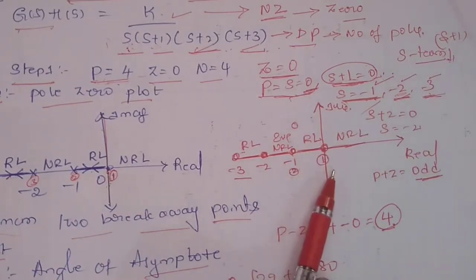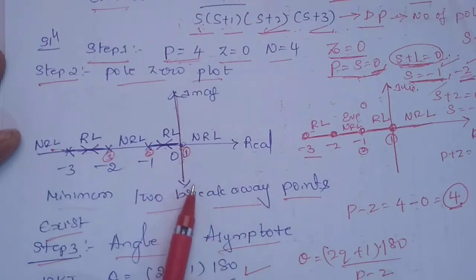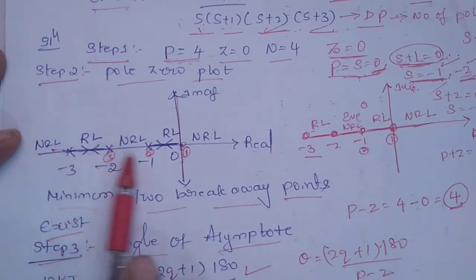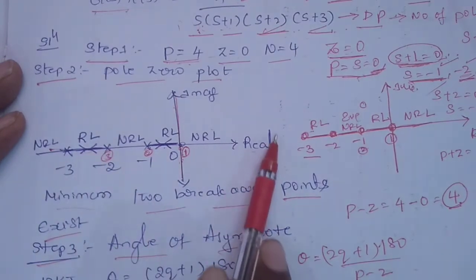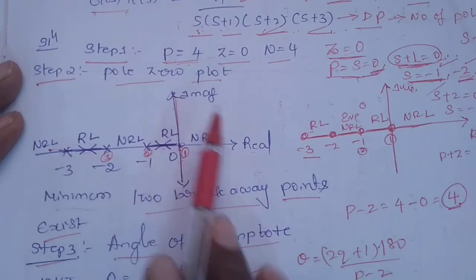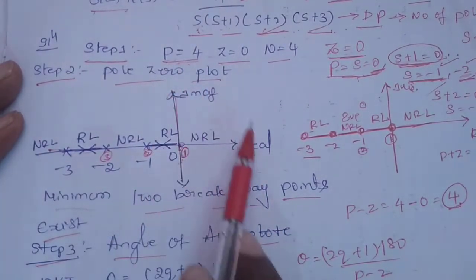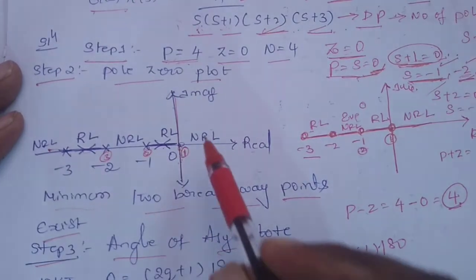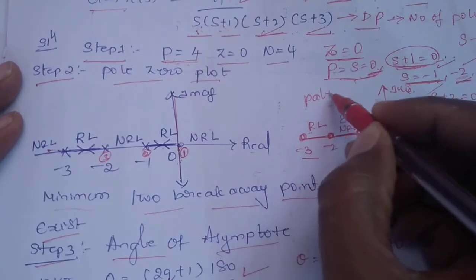Then you have to mark poles and zeros. How to mark the poles and zeros? Draw the horizontal line and the vertical line. So this horizontal line we can call the real axis, and the vertical line we can call the imaginary axis. Then on these axes, you have to mark the points. That is the first pole. Mark the poles and zeros.